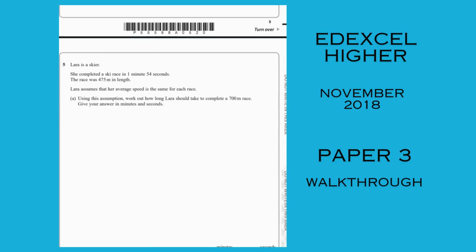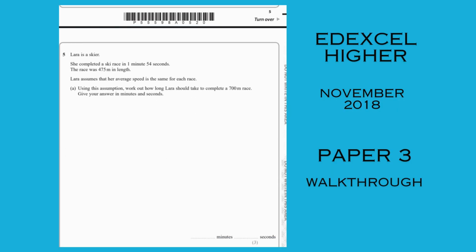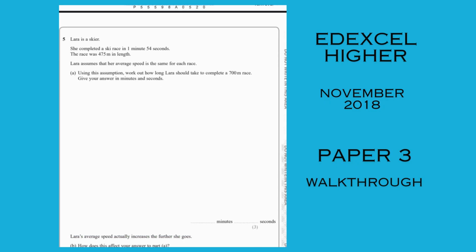Number 5, Lara is a skier. Now, as soon as I see a question like that, I always look for, oh, we've got 1 minute 54 seconds. Answer's got minutes and seconds. Now, minutes are a pain in the backside to put into a calculator. So I change that. 60 plus 54, 114 seconds.